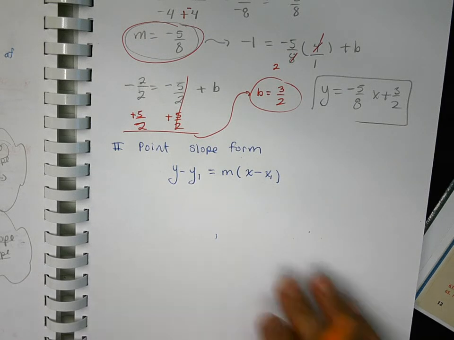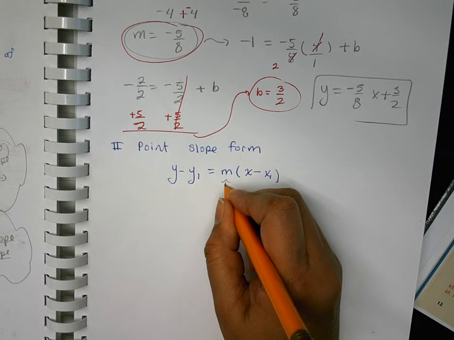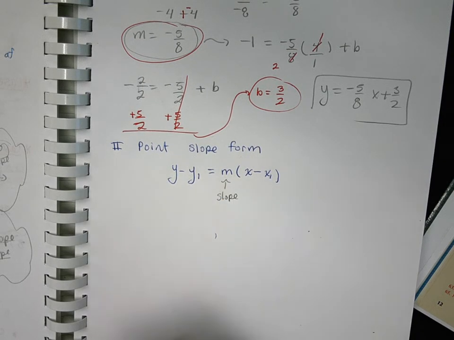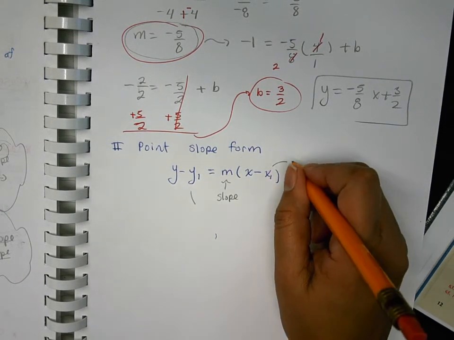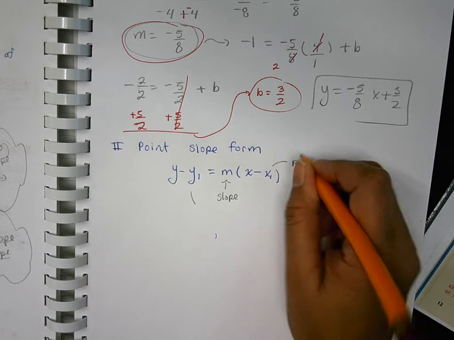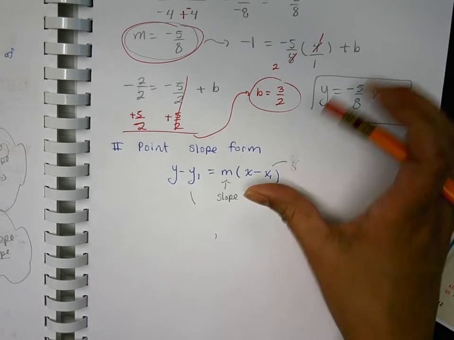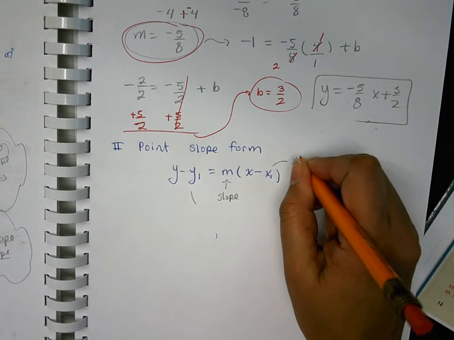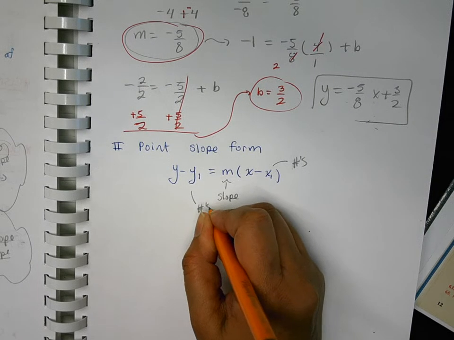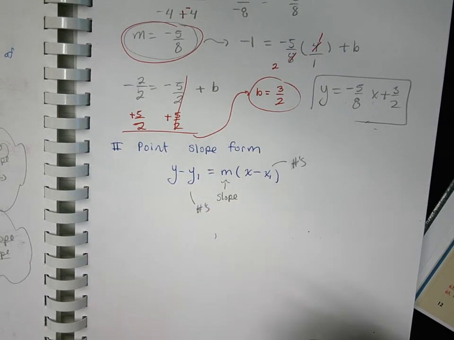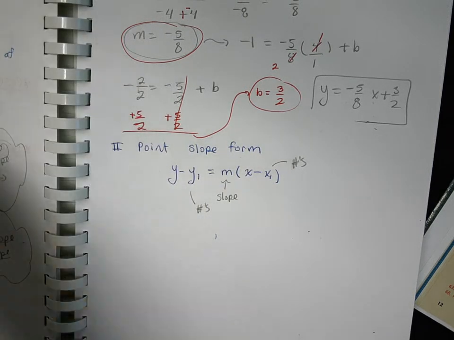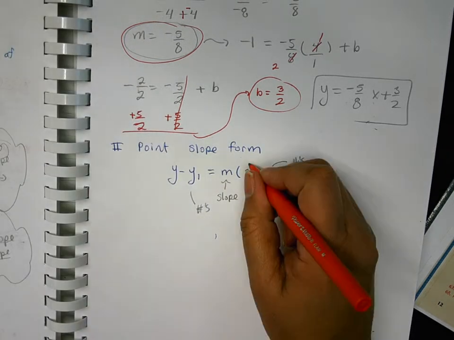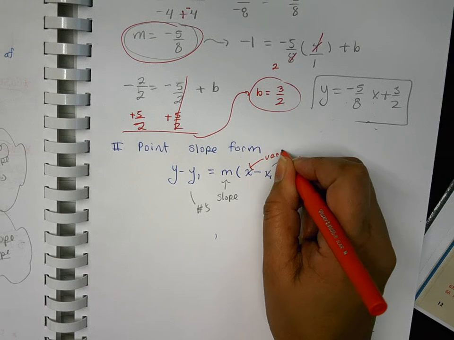Just a really quick side note, m is still the slope. x1 and y1 are numbers coming from a point. I'll just put numbers, so y minus 2 or y minus 3 or y plus 5. Now what do the x and y represent? These are your variables that will stay your variables.